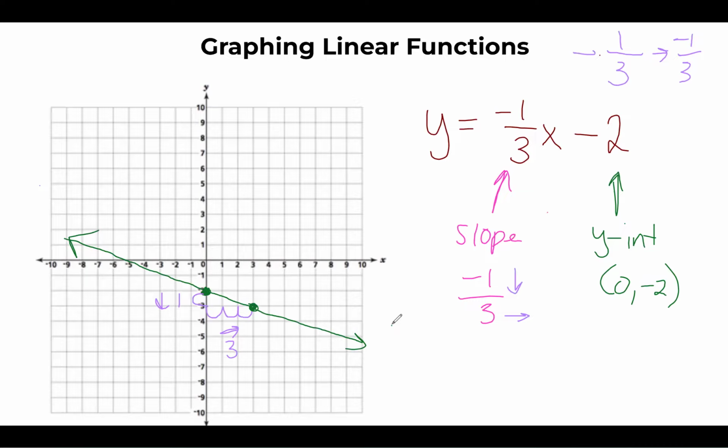So notice for slopes, a positive slope will be going up and to the right. Negative slopes are going down and to the right. All right, so this is how we graph a linear function in slope-intercept form.